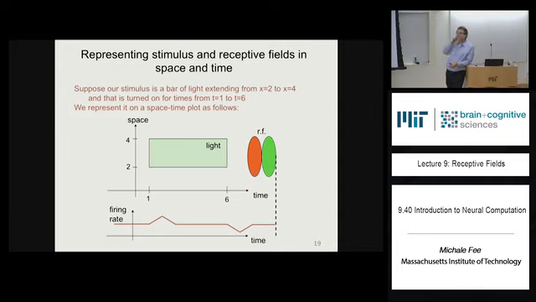What's that? Yeah, you turn the light up. That's right. This is the receptive field of a neuron, so we generally can't control that. So if we wanted to make this neuron respond more, we'd turn the light up to a higher intensity. Okay. Any other questions?